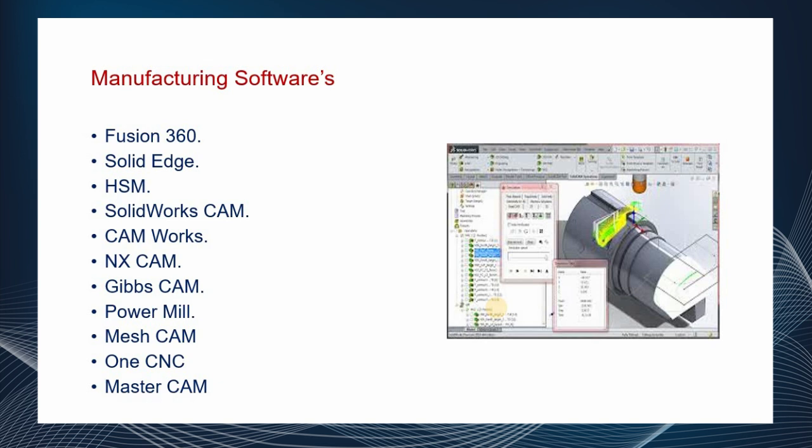There are various manufacturing software packages used in computer aided manufacturing, such as Fusion 360, Solid Edge HSM, SolidWorks CAM, CAMWorks, NX CAM, GibbsCAM, PowerMill, MeshCAM, OneCNC, and MasterCAM. These are the software used for computer aided manufacturing and CNC programming.